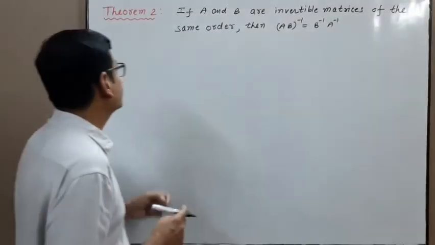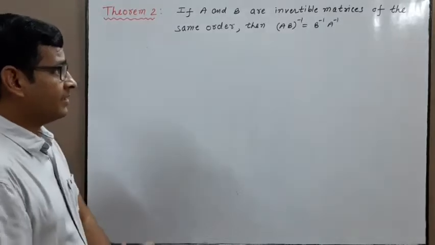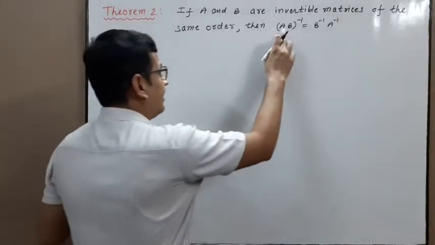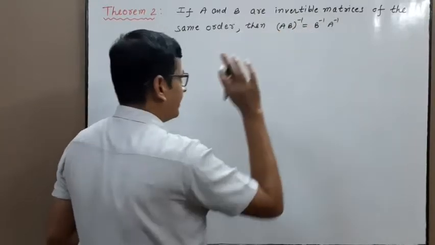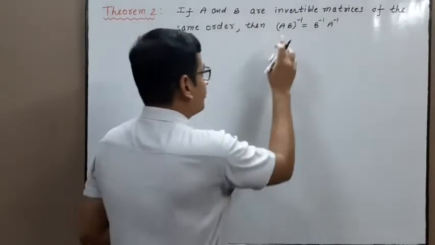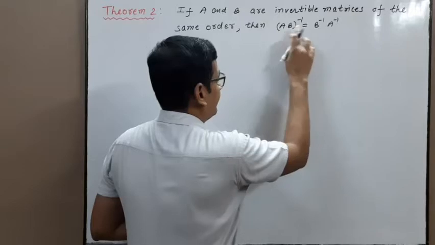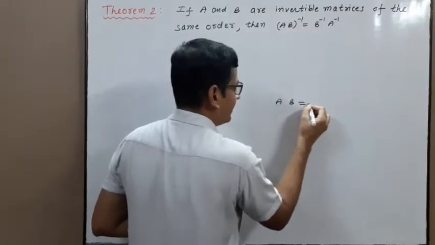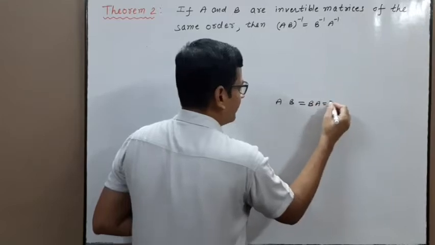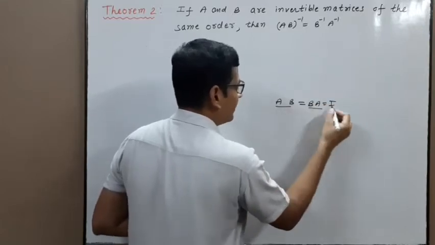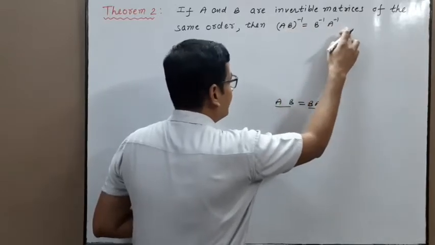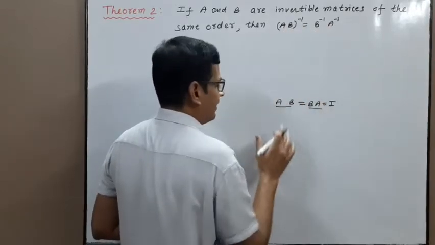Next theorem. If A and B are invertible matrices of the same order, then AB inverse equal to B inverse A inverse. Means we have to show inverse of AB is equal to this. If inverse of A is B, then AB equal to BA equal to I. Means we have to show AB into BA equal to I. Similarly, we have to show AB into B inverse A inverse equal to I, or this into AB equal to I.